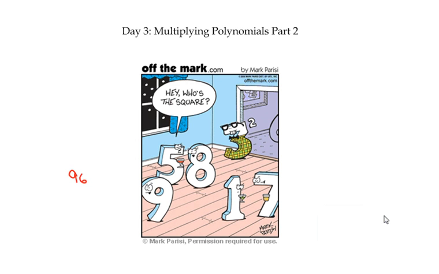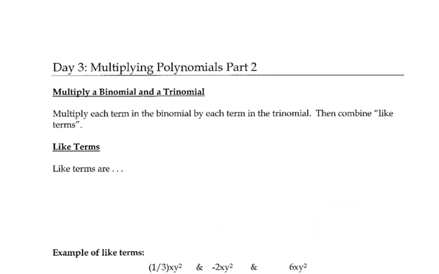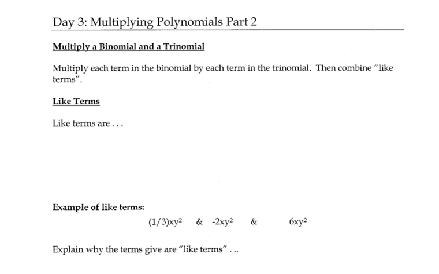Okay, so we're going to look at multiplying polynomials today. So not just binomials by binomials. What if we have a trinomial times a trinomial? When we multiply a binomial times a trinomial, multiply each term in the binomial by each term in the trinomial. It's basically the same thing as you did with the binomial.